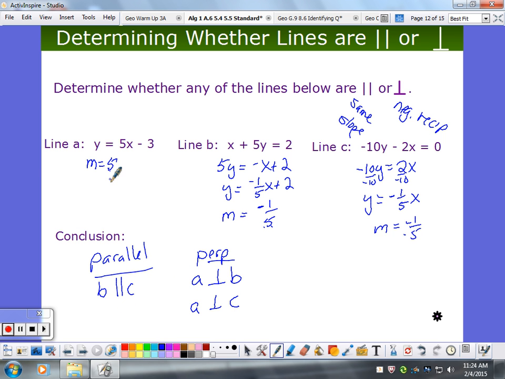Look at, what's the negative reciprocal of 5? Negative, and then you take 5, you've got to turn it upside down. That's the negative reciprocal. So they must be perpendicular. If you multiply these two numbers, you get negative 1. That's another way to think about it. And so that's the same thing. These are the same slopes, they're parallel.